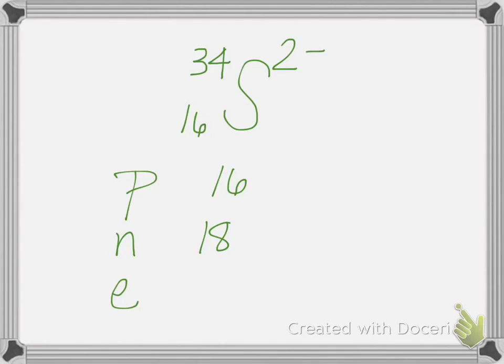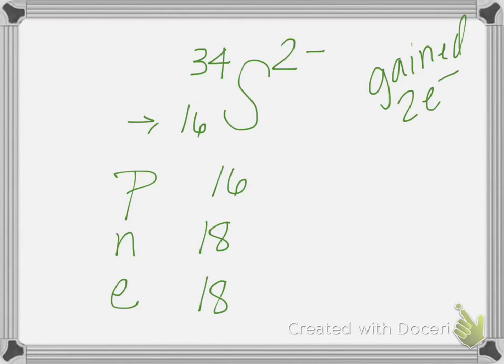But then, because this is a negative 2, remember electrons are negative, so that implies that it gained 2 electrons. Because remember, we're adding or subtracting things that are negative. So instead of 16 electrons, like the atomic number says, it would have 18. And that's because it has a negative 2. Because now it has 2 extra electrons than it should.